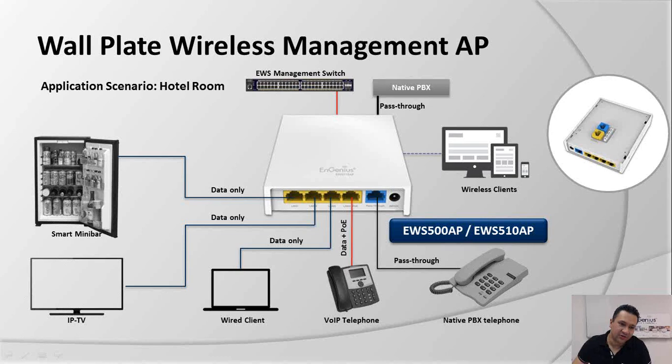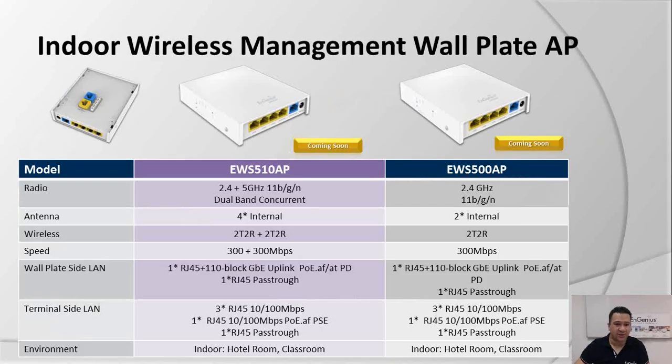And the deployment, this is an example how to deploy it. So for instance, you can have the smart mini bar connected, wired IPTV, a wired client, a VoIP telephone, or even if you have a traditional telephone, there is this blue connection, which is directly connected to the blue connection on the backside. So you have a pass-through to, for instance here, connect to a native PBX installation. Of course, there is a wireless access point on the inside to connect wireless clients. And like in the specification table here, you can see that we have two different models, one with a dual band solution and one with a single band solution.